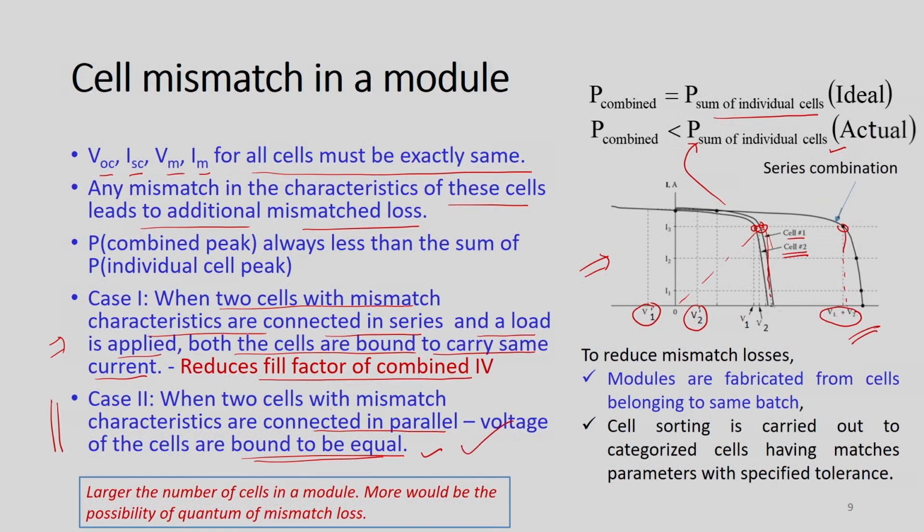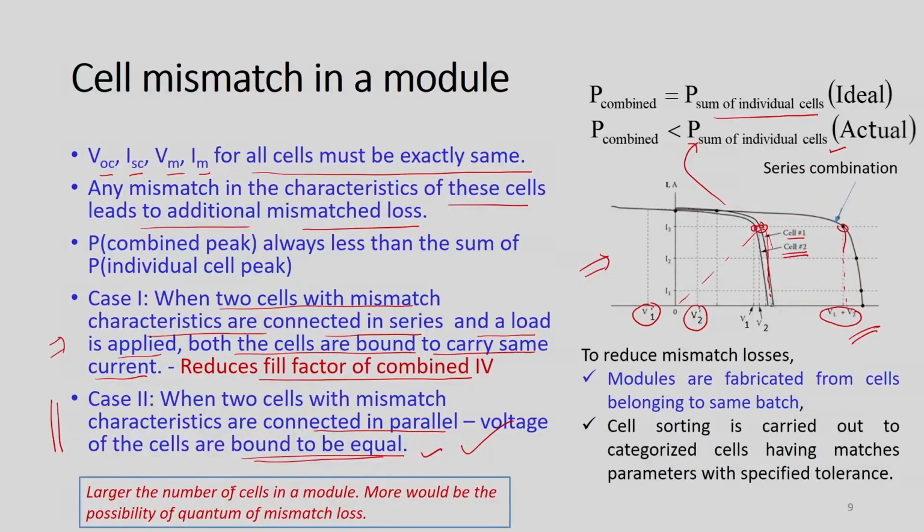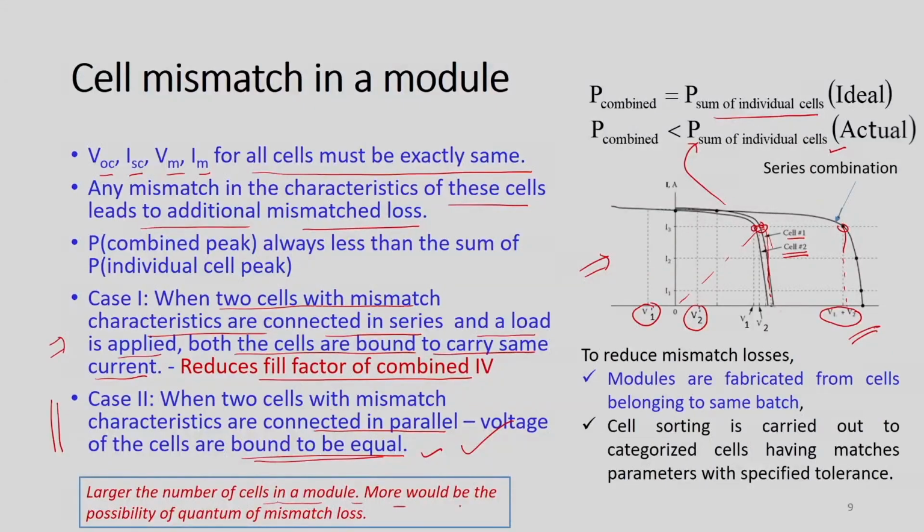As I said, there are many modules. What we have considered is that 36 cells compose a module. There might be some cases where the number of cells is very high. The larger the number of cells in a module, the more the possibility of mismatch losses. We should keep that in mind. So, how do we reduce the mismatch losses? One option is that modules are fabricated from cells belonging to the same batch. When it is manufactured, we have to collect the cells from the same batch. The second option is that cell sorting is carried out to categorize cells having matched parameters within specified tolerances. Not exactly identical, but it should be the same.